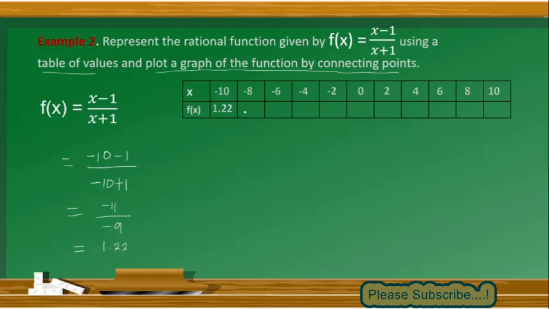How about when the x is negative 8? Just the same, no? You have to write the value of x, which is negative 8, then copy negative 1, then over negative 8 plus 1. By simplification, we have negative 9 over negative 7. Okay, so the result is 1.29.